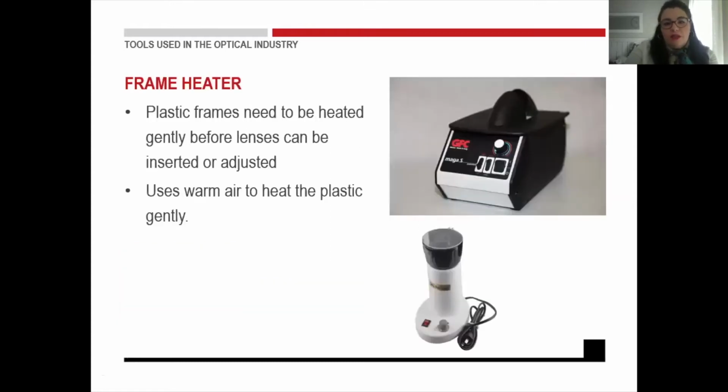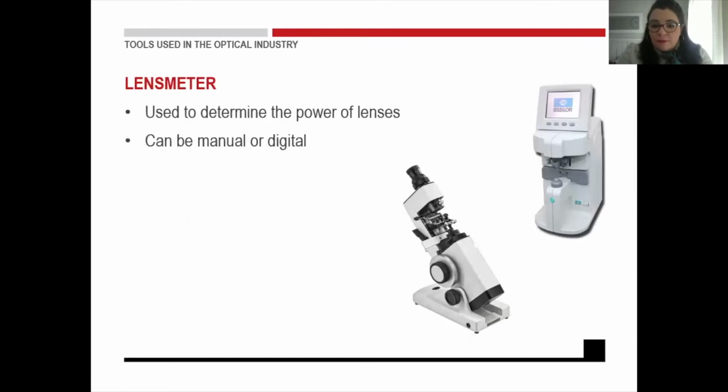Okay, now this is the thing that you're going to use often. This is called a frame heater. Some practices use bead baths. Others prefer to use these frame heaters that blow out hot air. Either way, both of them are being used to warm up a plastic frame before it is bent. If you bend a plastic frame without heating it up, it's going to snap and it's going to break. So it's very important to use your frame heater to heat the frame up before you make any frame adjustments.